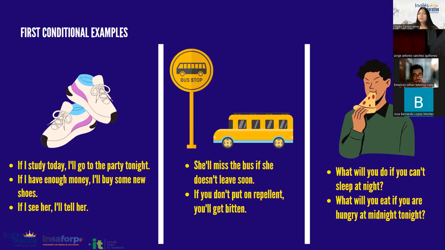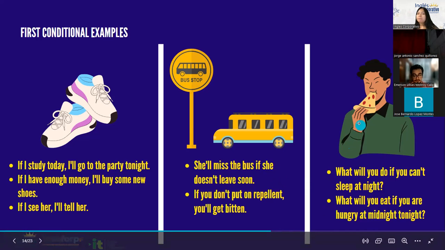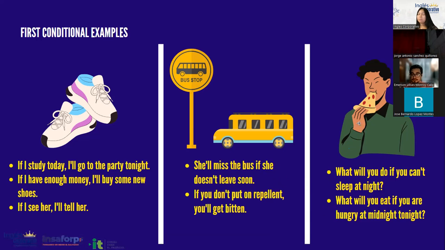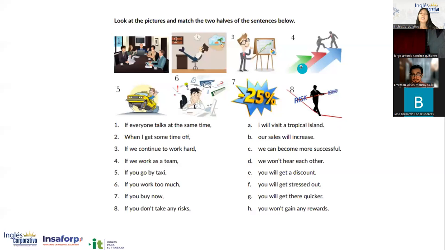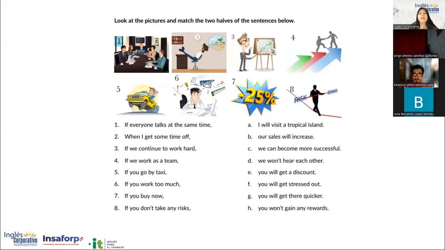Okay. All right. So, do you have any question? ¿Tiene preguntas? ¿Tiene dudas? First conditional. Questions, doubts? No? Okay. So now, let's continue. Let's try to match again, okay? Let's match the two halves. So we have number one.